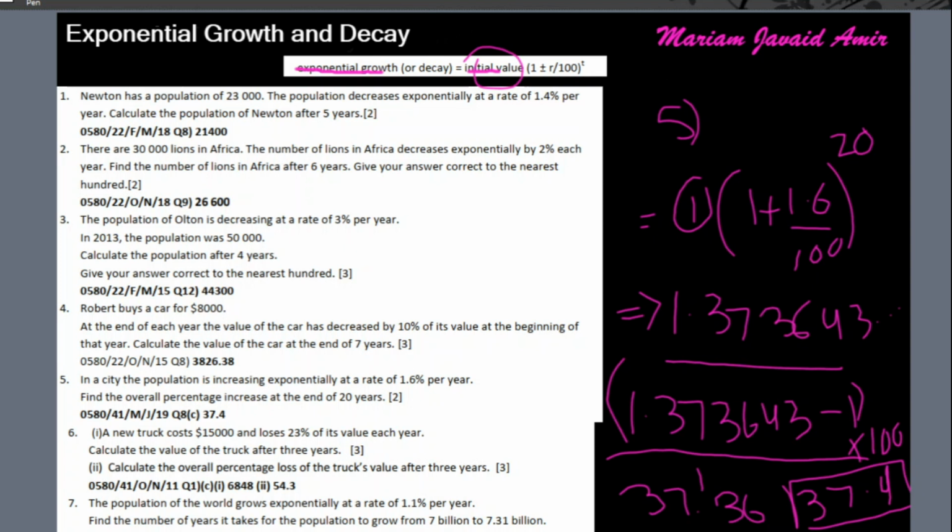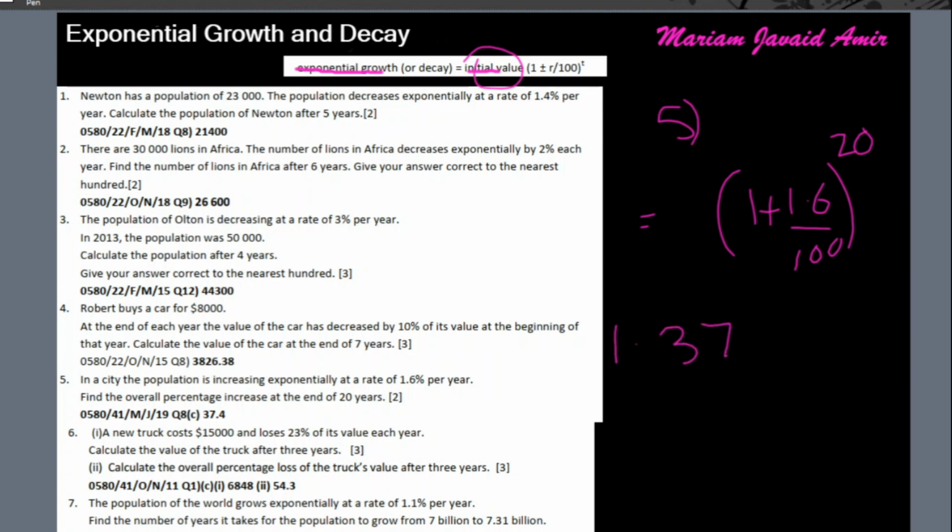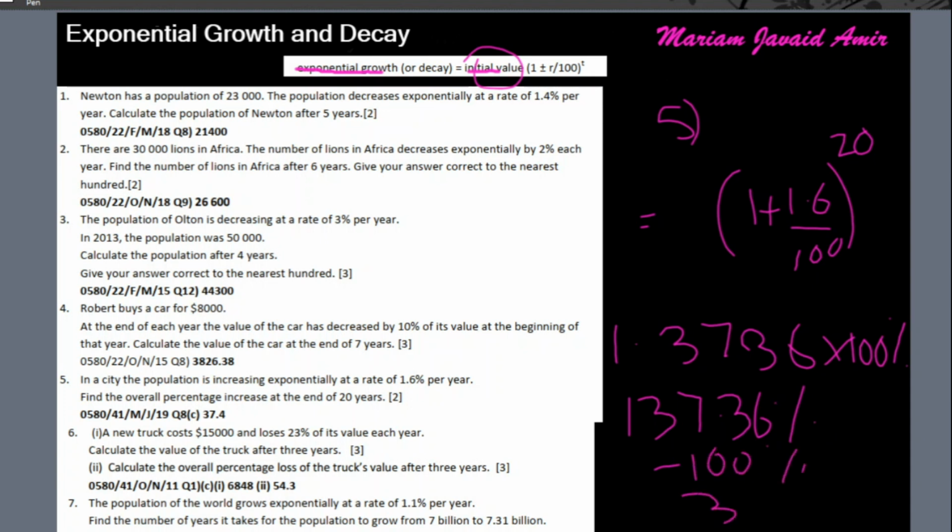Or you could use another method: ignore the 1 and simply solve what you have. We solve this and it gets us 1.3736. Next you can multiply this with 100%, so this becomes 137.36%, and the original value is always 100%. Subtract these two and you get 37.4% rounded off. You could use this as well.